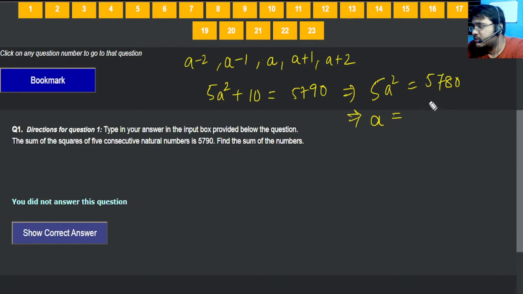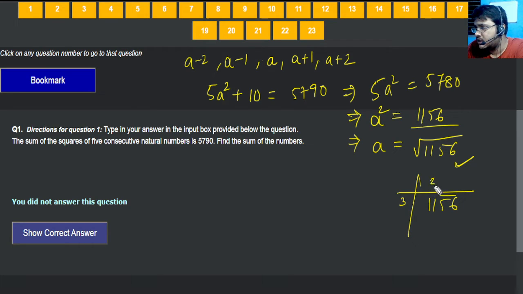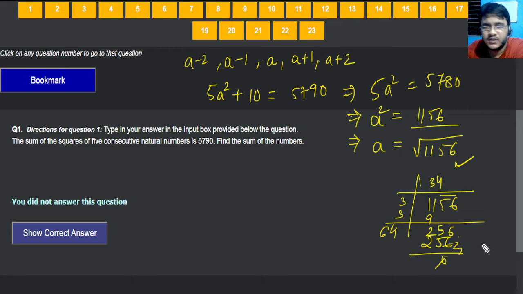And this gives me a square is equal to 5780 divided by 5, which is 1156. Now this is a square, mind you. So a will be the square root of 1156. Now the moment you calculate the square root of this, I don't know how you will calculate, I will calculate it a little differently. I think you guys should also know this. So 3 3s are 9, so this is 256, 3 3 6 6. And 4 4s are 16, 24, 25. So 34 will satisfy. You don't even need to do all of this, you just need to do this in your mind.